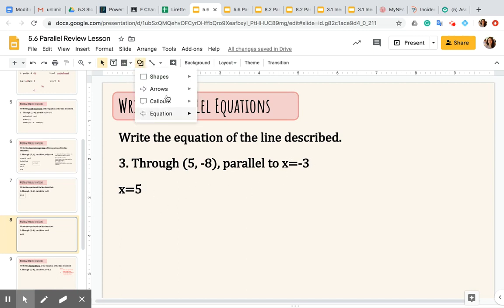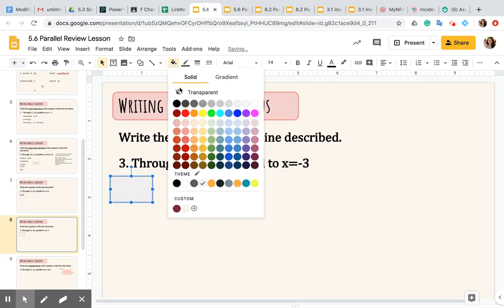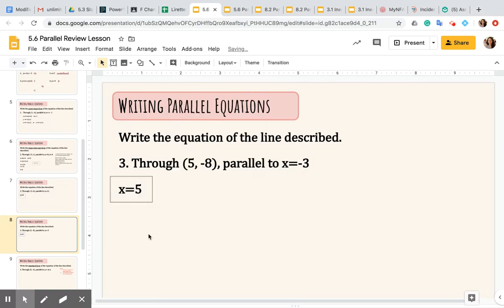Here's my final answer, so I'm going to put a box around it. Again, you don't have to do this, but I'm going to maybe do it moving forward just so you can see how. Make it transparent so we can see through.